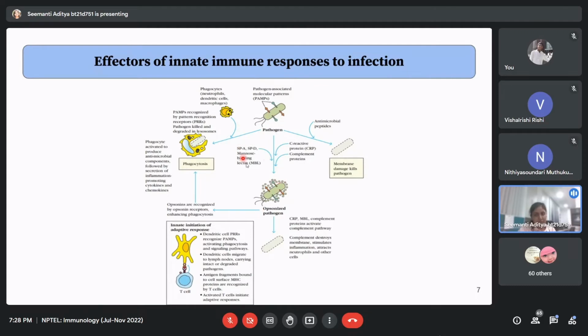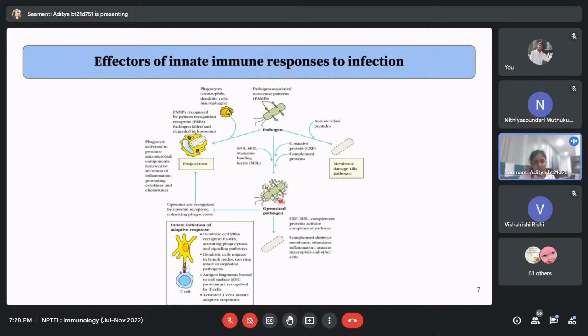These molecules are normally present in the blood. So when a pathogen enters, the opsonins will recognize the pathogen-associated molecular patterns, or PAMs, and will bind to the pathogen. Once it is bound to the pathogen, it is known as an opsonized pathogen.